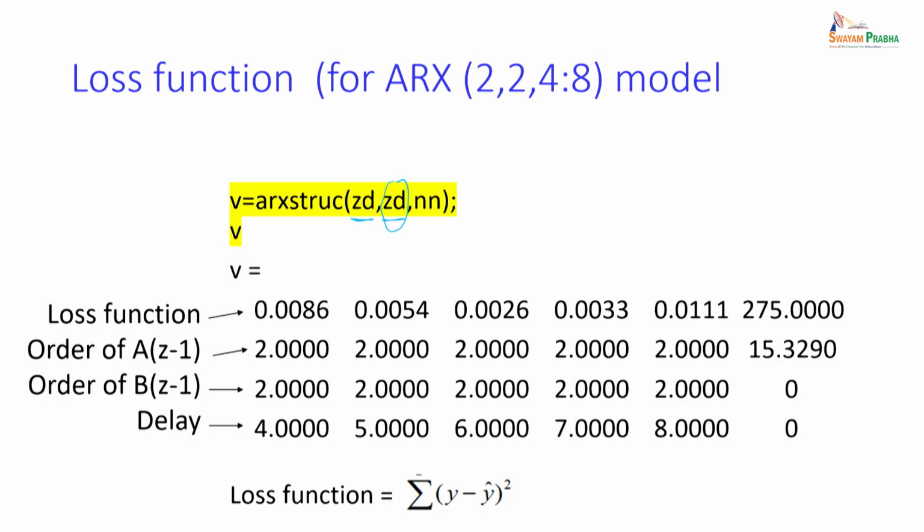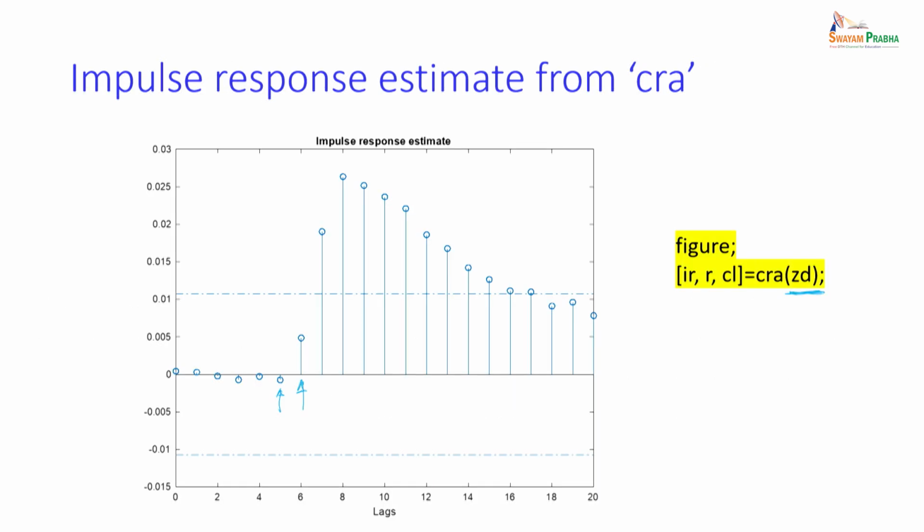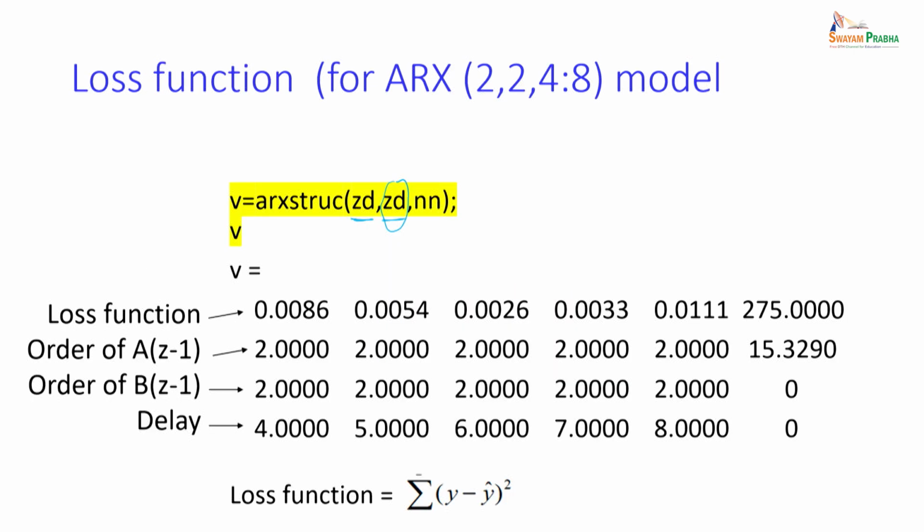And we are doing this for NN, which is 2, 2, and then the delay is roughly assumed to be at least 4 to 8 sample periods. Okay, so we've defined, I believe we did define NN earlier, but NN is 2, 2, 4 to 8.